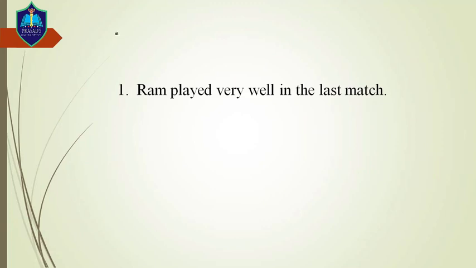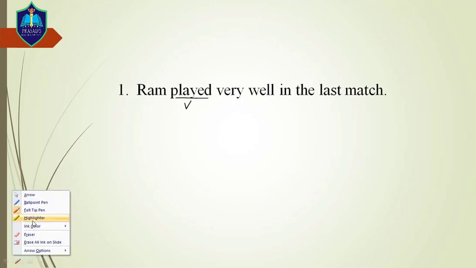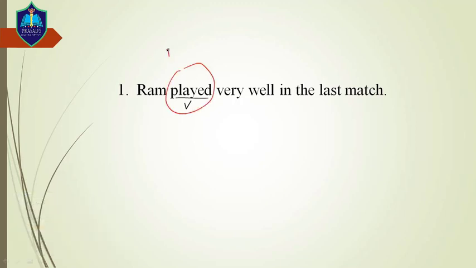So here let's implement all those rules to identify subject, verb and object. The very first statement we have here is Ram played very well in the last match. So the very first thing we have to identify is the verb here. Played is a verb because we can make it in all the three forms. So play, played, played. So I considered played as a verb.